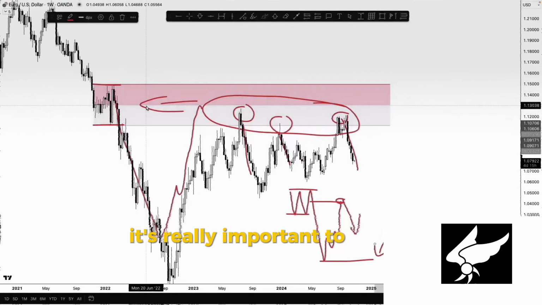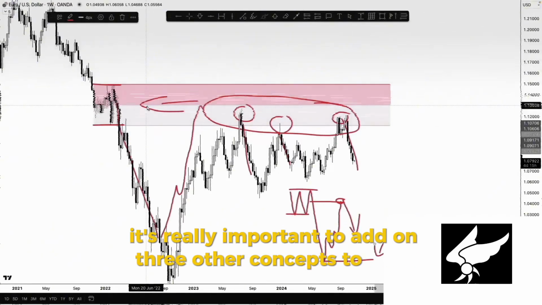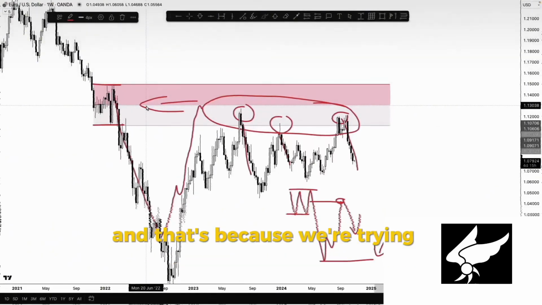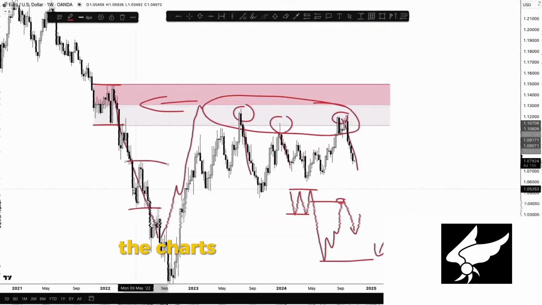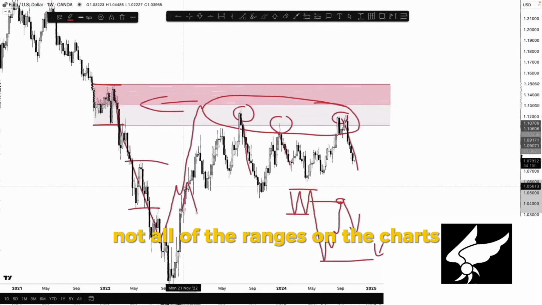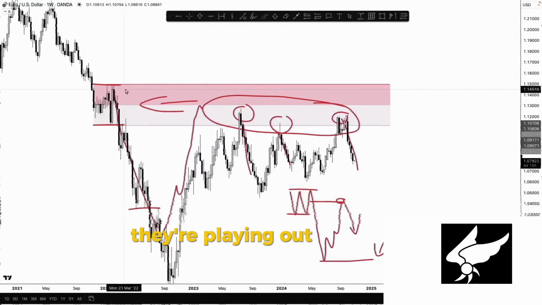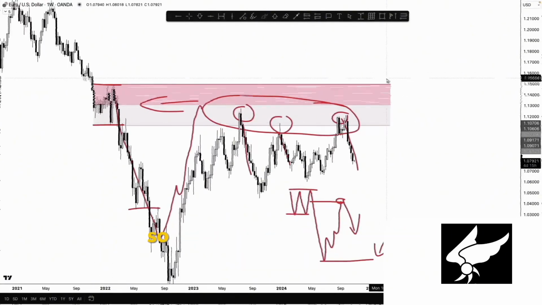It's really important to add on three other concepts to RAMC, and that's because we're trying to understand direction. It's not just about looking for ranges that are happening anywhere on the charts, because we can see that not all of the ranges on the charts end up playing out. They're playing out at specific locations. So that's why we apply concepts together, so we can build high probability trading ideas and understand direction.